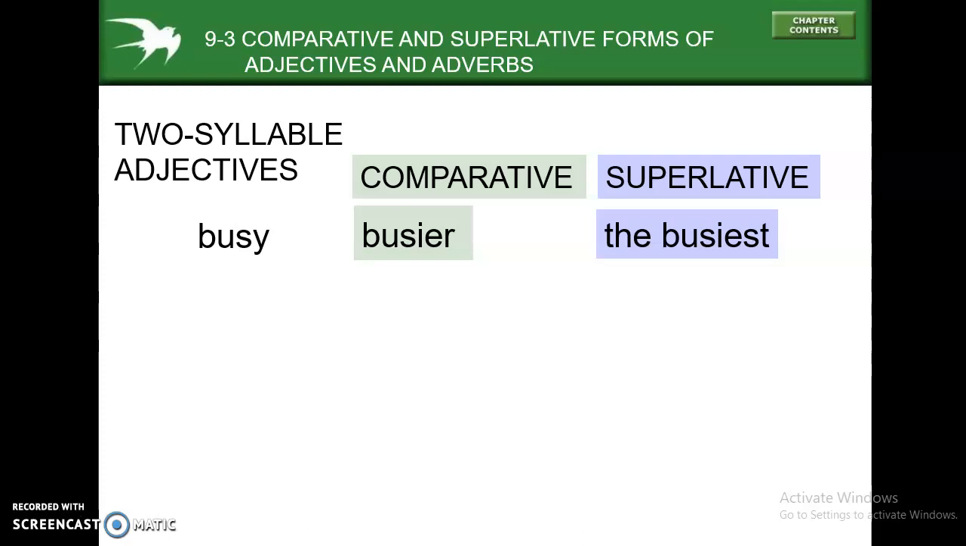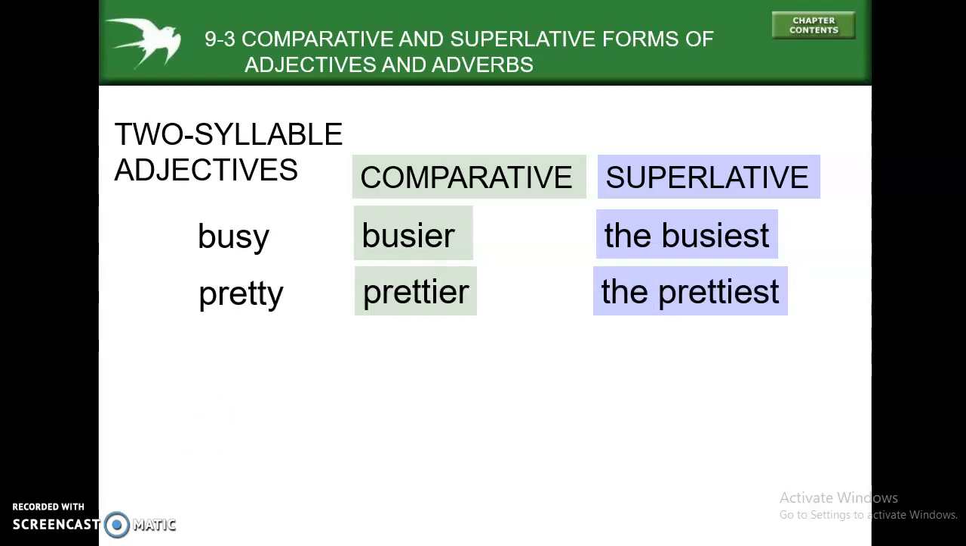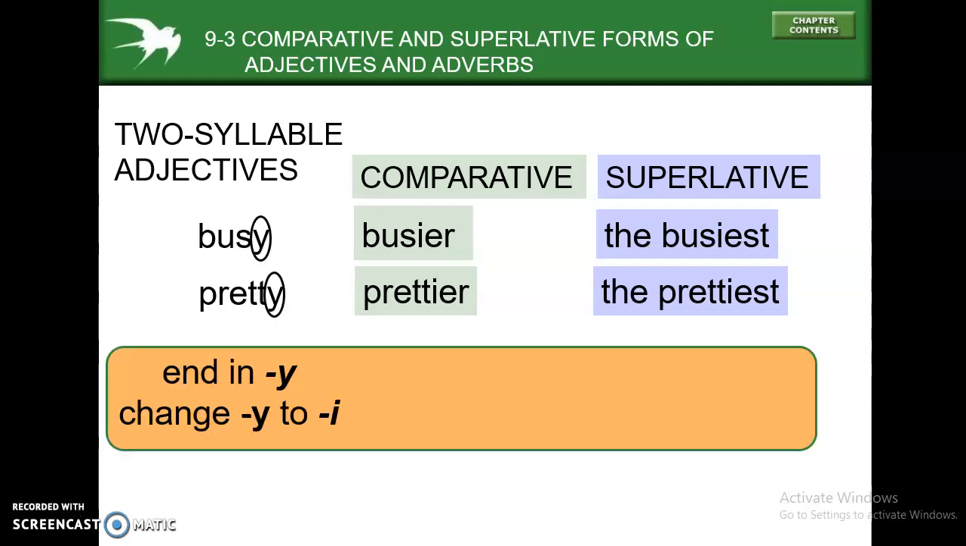Two syllable adjective again, busy, busier, and then busiest for superlative. Pretty, prettier, and the prettiest. So, for adjectives ending in y, pretty, busy, lazy, y changes into i and then plus er, right? Prettier, busier, busiest, and prettiest.